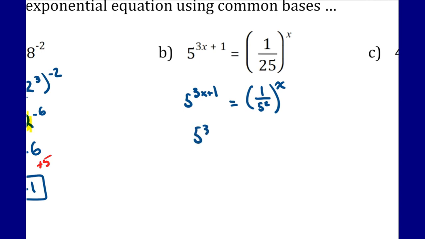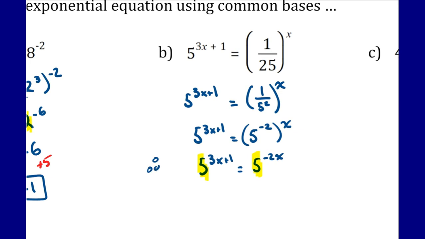So 5 to the power of 3x plus 1 doesn't change. This fraction now becomes 5 to the power of negative 2, so kind of reversing it, and then that is all raised to the power of x. So 5 to the power of 3x plus 1 equals 5 to the power of negative 2x. So again, using your power rules, now we have common bases.